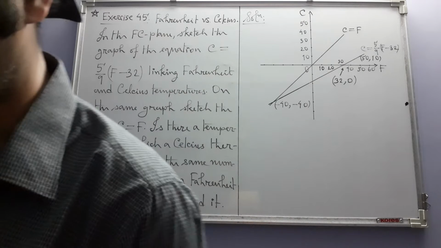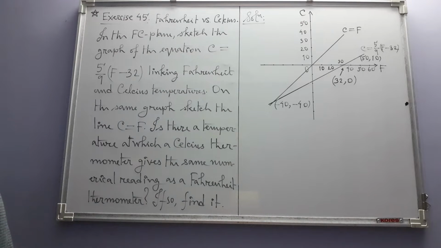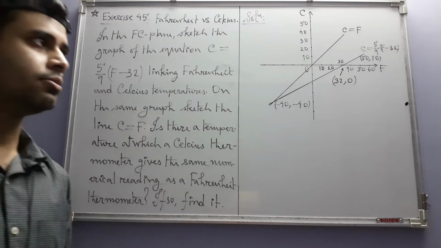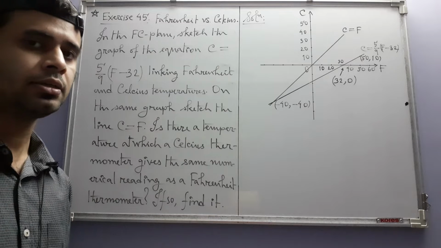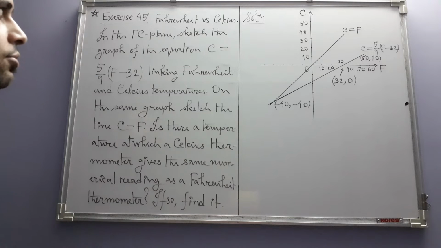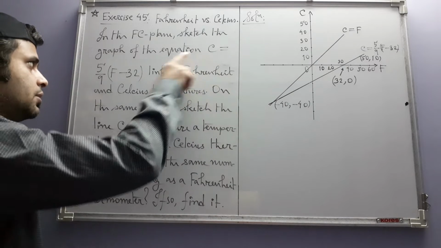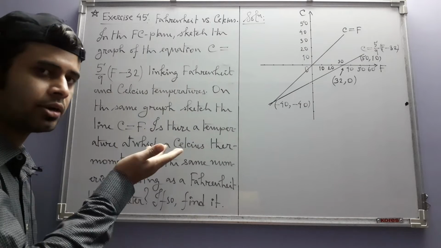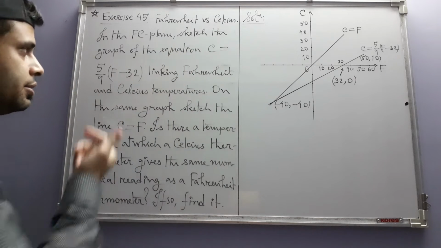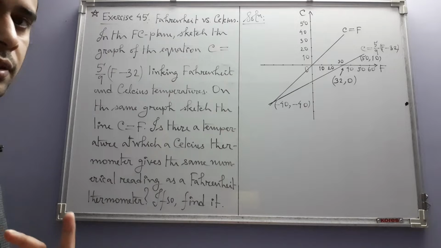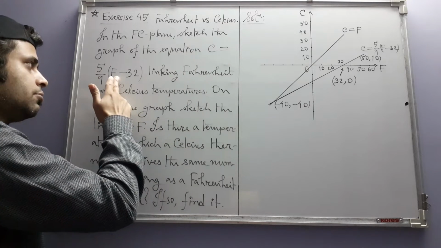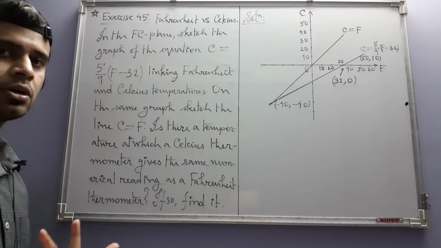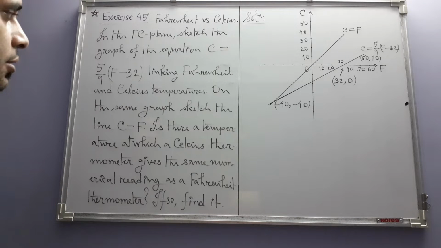Exercise 45. Here we have the well-known units of Fahrenheit and Celsius for measuring temperatures, and these two units are related by this particular equation, which you can see is a linear equation in C and F. C is the Celsius temperature and F is the Fahrenheit temperature for the same object.